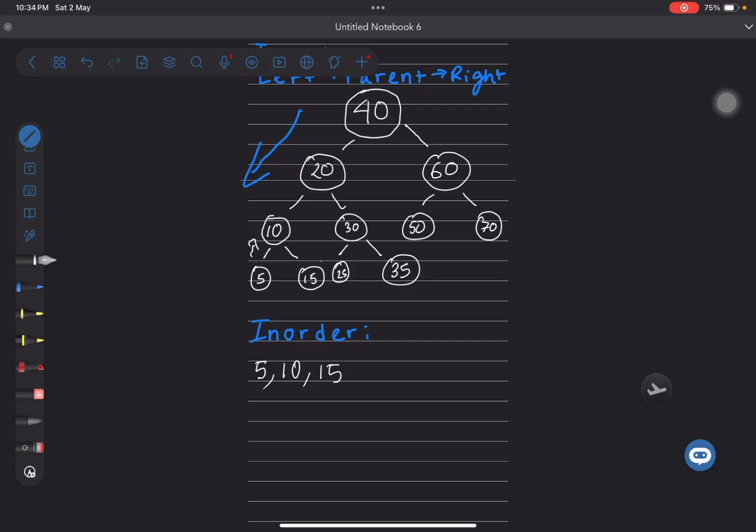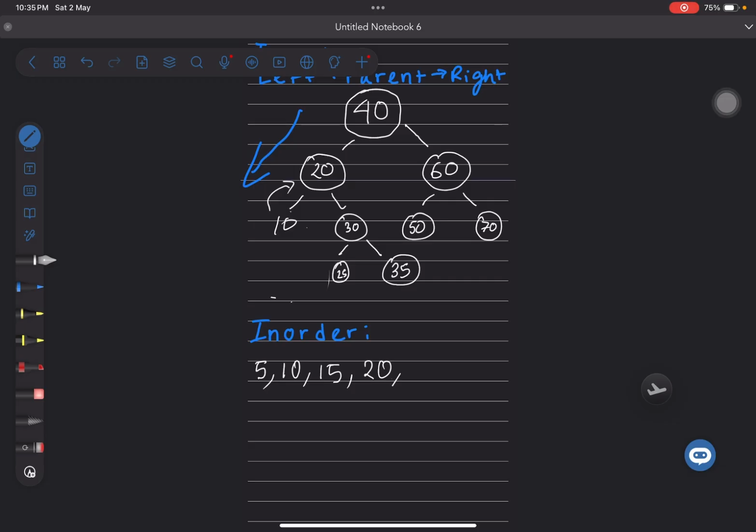Now, nothing is left. This is the entire left of 20. This is done. So what I'll do is I'll just delete it, because the entire left side of 20 is done. And now we hit the parent. What is the parent? 10 was here. So what is the parent of 10? 20. We hit 20.